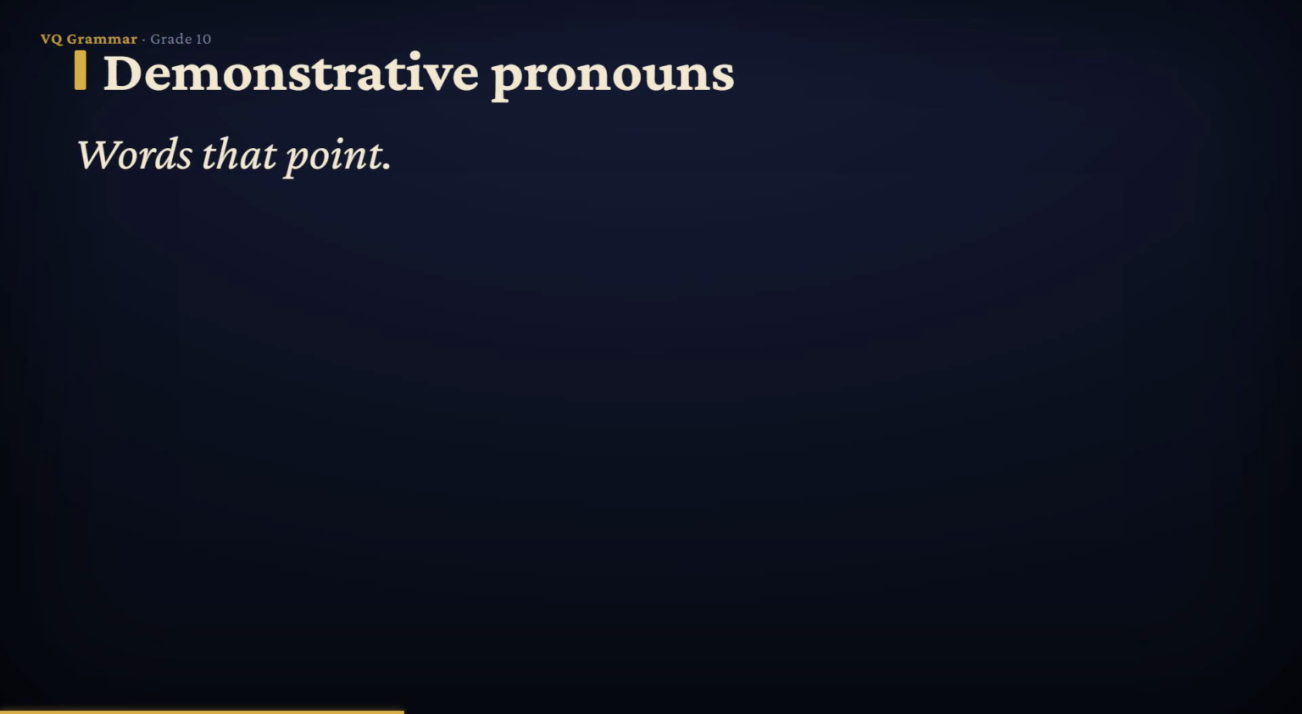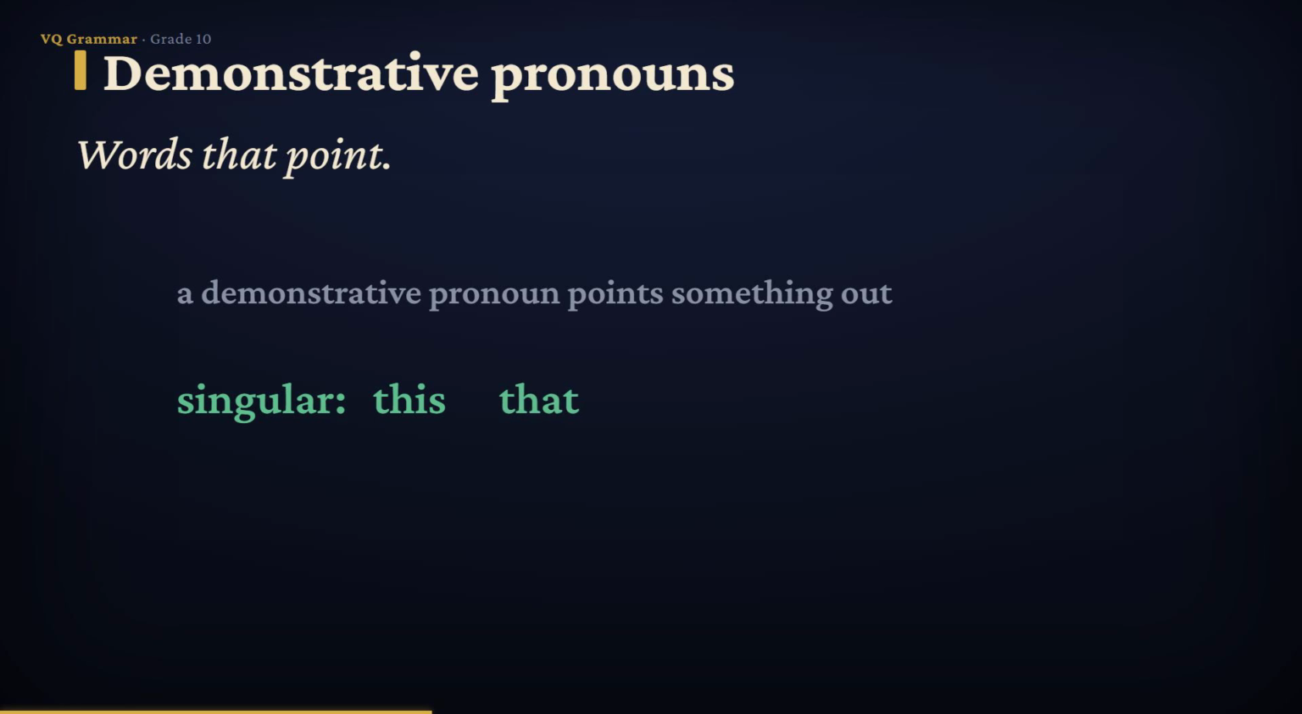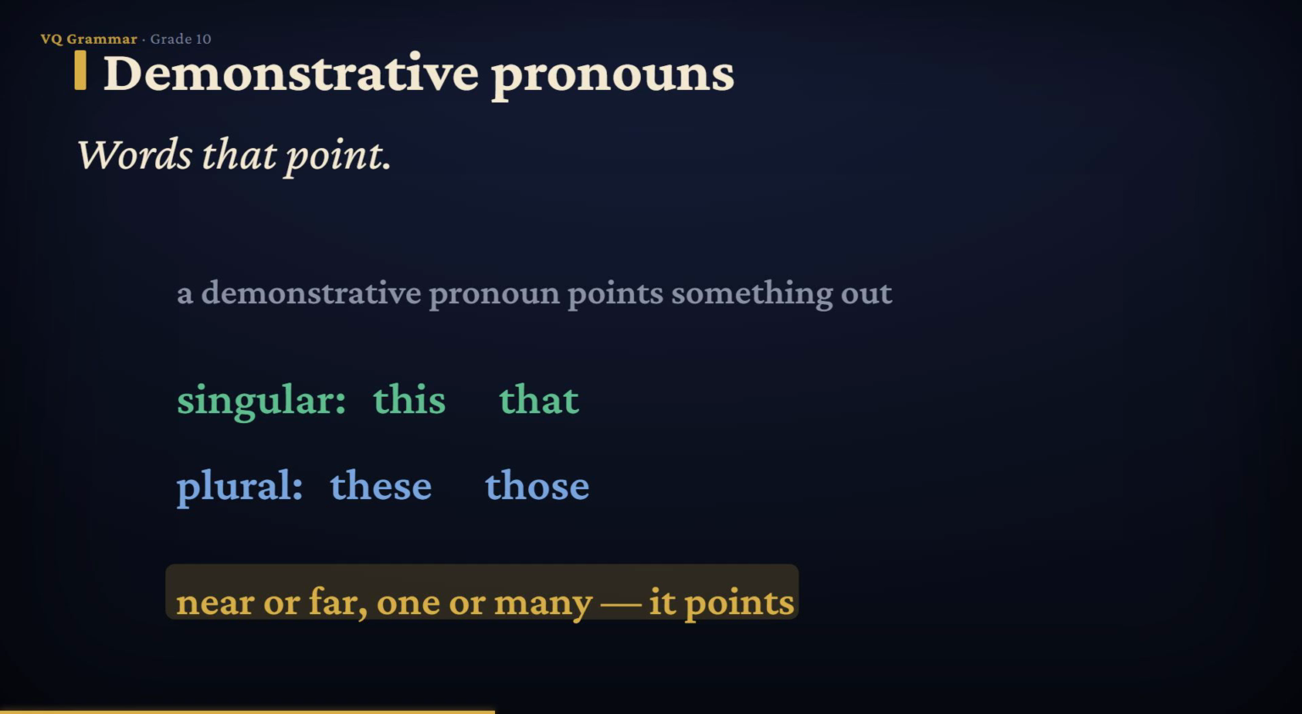Let's move to the demonstrative pronoun. A demonstrative pronoun points out a specific person, place, thing, or idea. There are just 4. This and that are singular. They point to one. These and those are plural. They point to more than one. And there's a sense of distance built in too. This and these point to what's near you, while that and those point to what's farther away. So a demonstrative pronoun always answers in a way, near or far, one or many, and then it points.